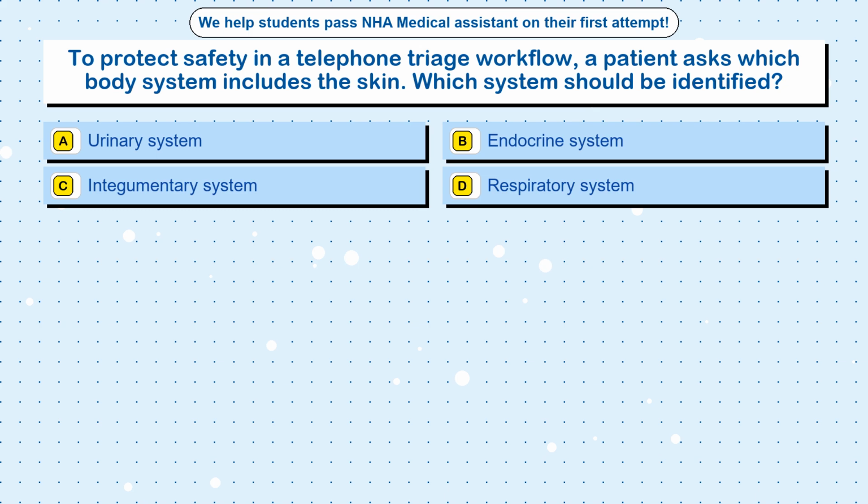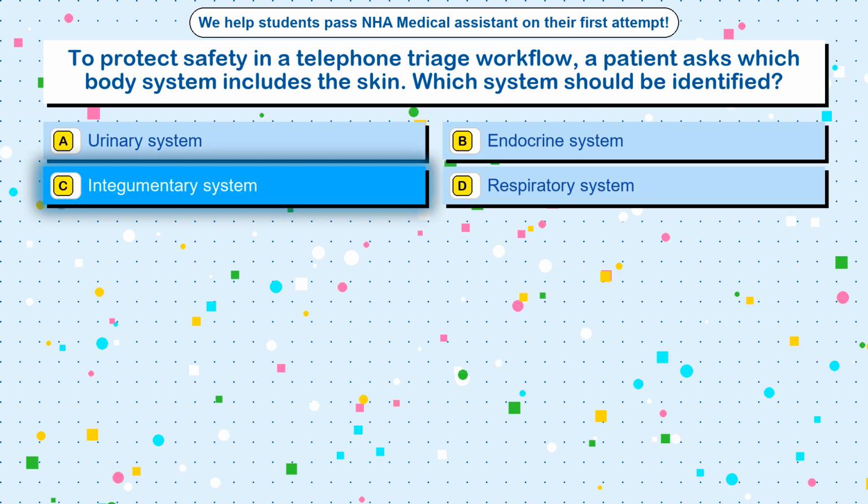Question 15. To protect safety in a telephone triage workflow, a patient asks which body system includes the skin. Which system should be identified? Option A, urinary system. Option B, endocrine system. Option C, integumentary system. Option D, respiratory system. The correct answer is option C, integumentary system.